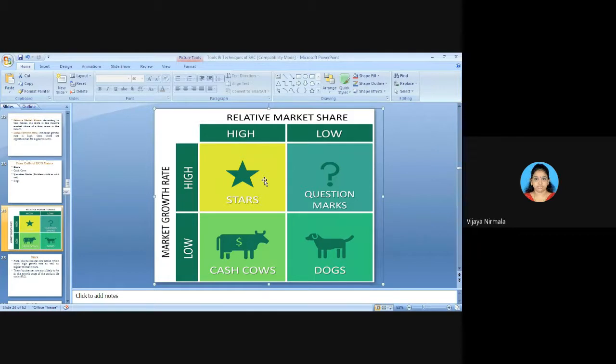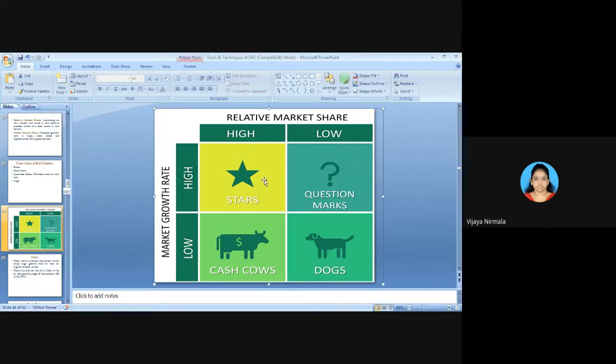On the x-axis, you need to plot relative market share. That you have to remember. On the y-axis, you need to plot market growth rate. So market growth rate will be on the y-axis, and relative market share will be on the x-axis. You have to write high and low for market share, and high and low for growth rate also.